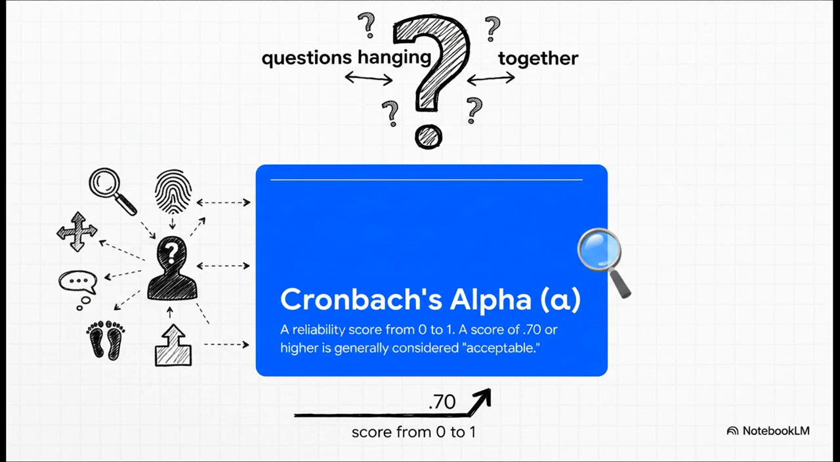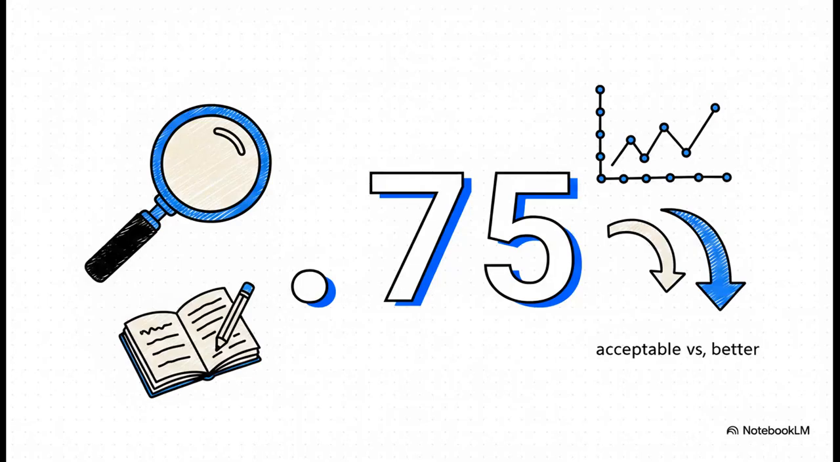Just think of it as a reliability score. It gives us a number between 0 and 1, and it tells us how well our questions all hang together as a group. Basically, it's checking to see if all our clues are pointing to the same suspect. And generally, we're looking for a score of 0.70 or higher. So for our new marginalization scale, we run the test and we get a 0.75. Hey, not bad. That's definitely in the acceptable range.